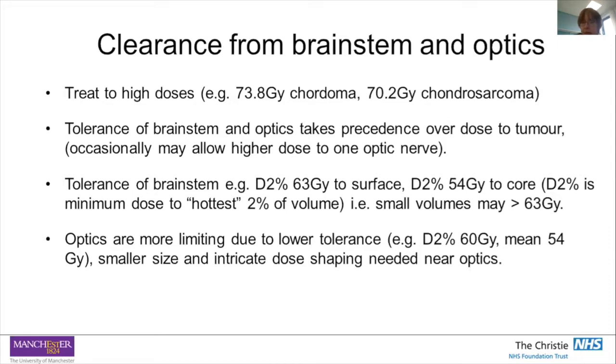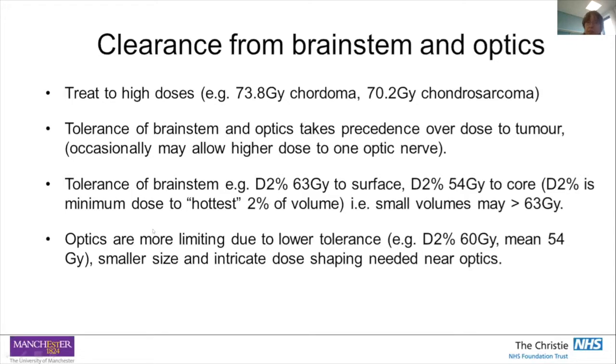The brainstem has a slightly higher tolerance than the optic apparatus, so typically we allow around 63 Gray for the brainstem surface. That is to say that very small volumes of the brainstem may receive more than 63 Gray. Now, that is well below the prescription dose for chordoma and below the dose for chondrosarcoma. So the implication is that if we have tumour, for example, abutting the brainstem or the optics, we cannot get this full prescription dose into it, and the coverage of the gross tumour will be compromised.